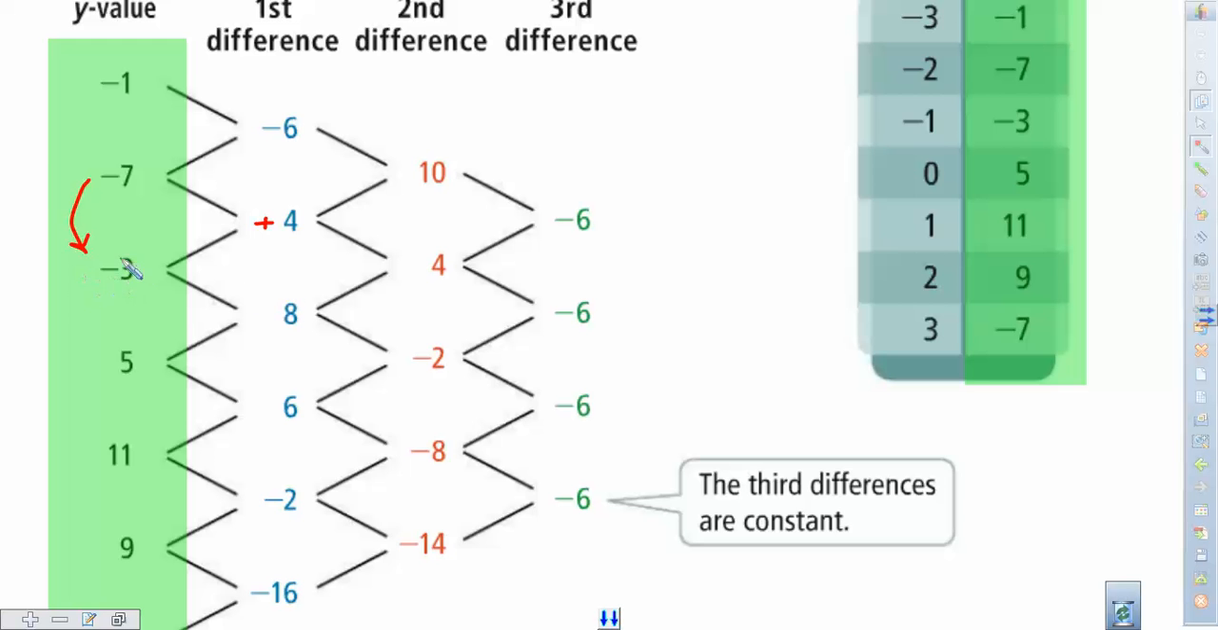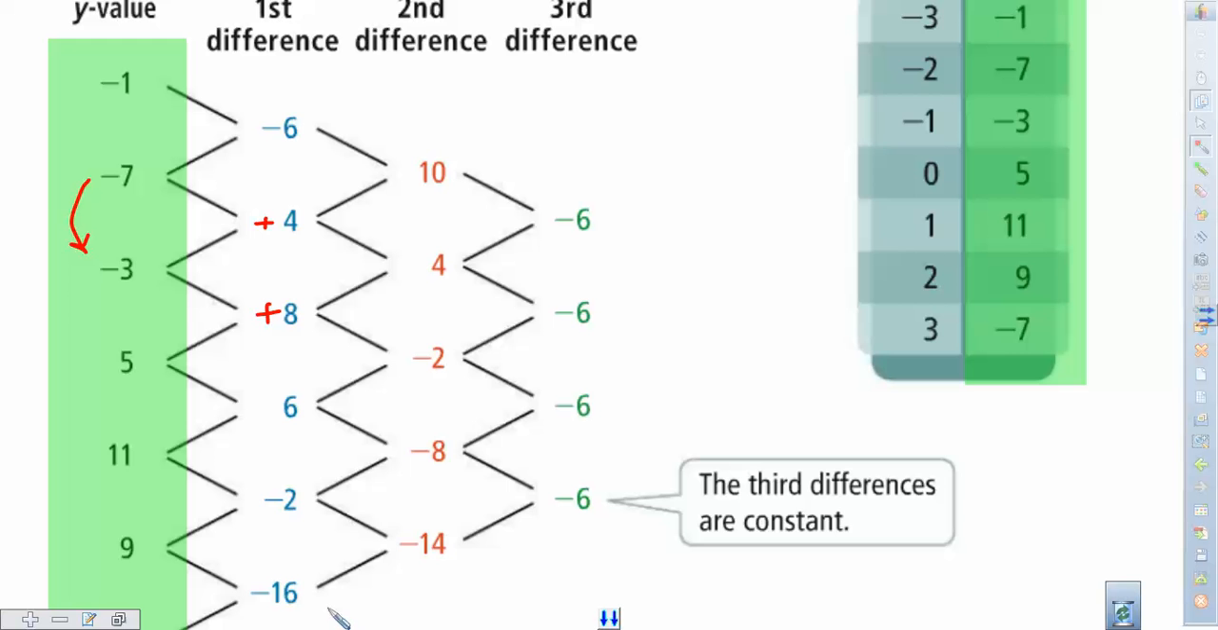So we repeat that process. Negative 3 to 5, that's an increase of 8. Remember the other way you can do it? You can do 5 minus the one before it. And you see how that would create a positive 8 right there. Okay? So we repeat this process, finding those first differences. And what you notice about the first differences as they continue here is that none of them are the same.